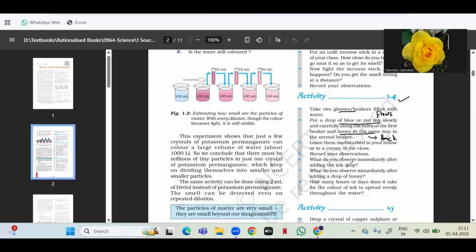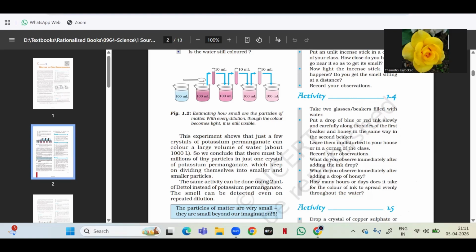What do you observe immediately after adding the ink drop? The ink drop spreads quickly. What do you observe immediately after adding a drop of honey? Because it's a thick liquid, it spreads slowly. How many hours or days does it take for the color of ink to spread evenly throughout the water? Almost, we can say, in half an hour the ink mixes very well with water. So let's record these observations and go further.